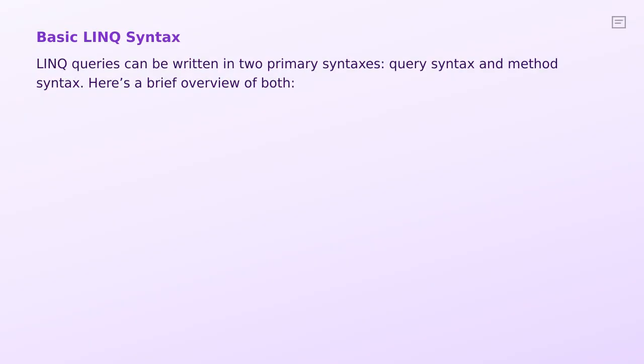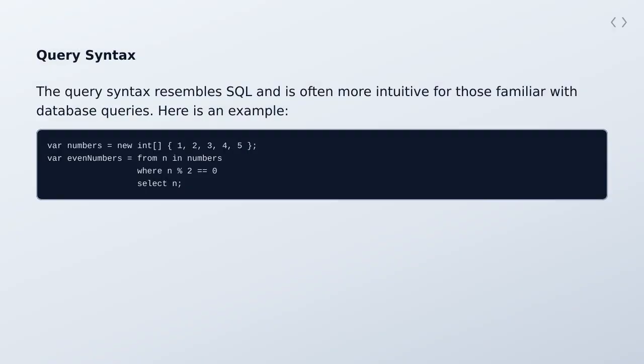Next, basic LINQ syntax. LINQ queries can be written in two primary syntaxes: query syntax and method syntax. Here's a brief overview of both. Now we're on query syntax. The query syntax resembles SQL and is often more intuitive for those familiar with database queries. Here is an example. The samples on screen walk through this step. Take a moment to read through them.